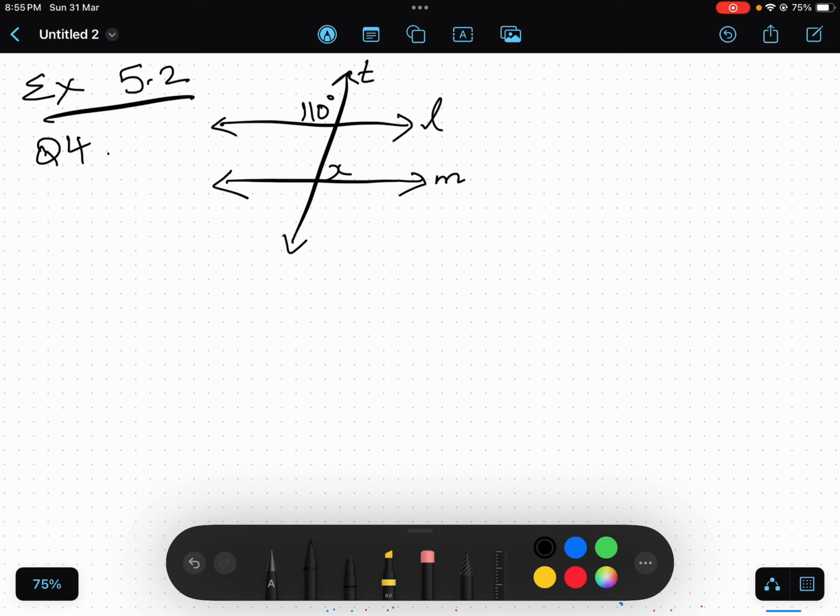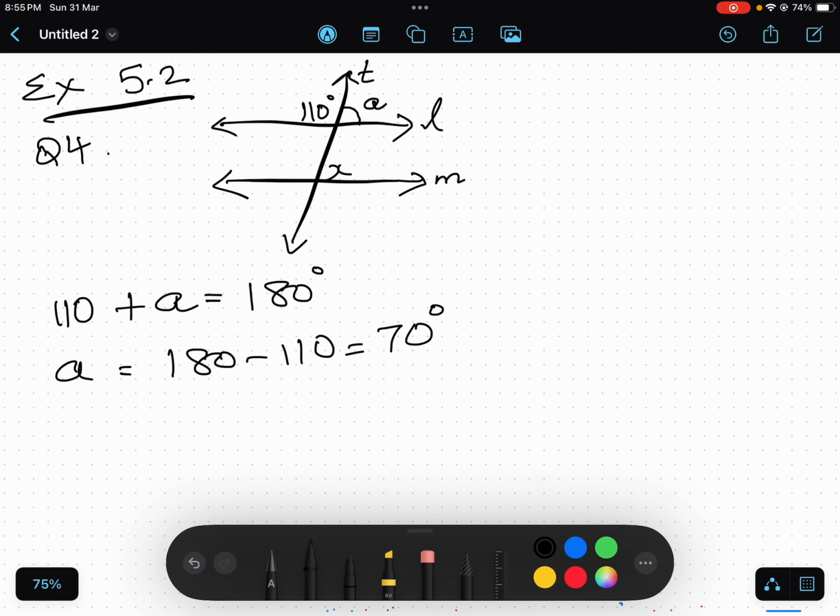To find the value of X, and they have given L is parallel to M. So what we are going to do is you can just name this angle as A. So 110 plus A is equal to 180 degrees. They are angles on a straight line. So A is equal to 180 minus 110, that is equal to 70 degrees. So A will be equal to X because they are corresponding angles. So X will be equal to 70 degrees. This is the answer.